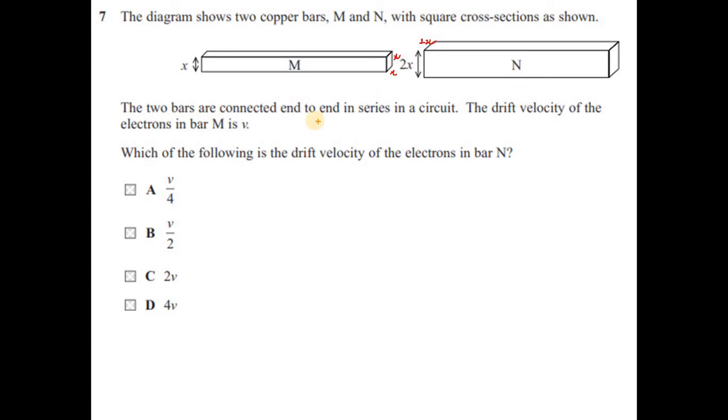Two bars are connected end to end in series in a circuit. The drift velocity of the electron in bar M is V. Which of the following is the drift velocity of electrons in bar N? If you see, the drift velocity V depends on current, charge density, and A. Because they are in series, the amount of current is the same. So clearly drift velocity depends on the area.